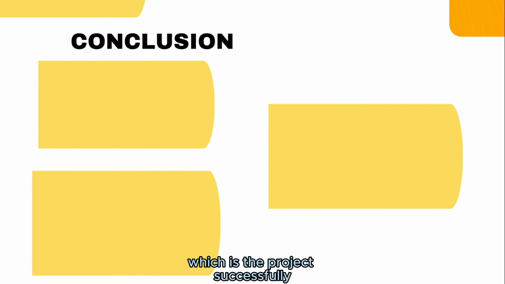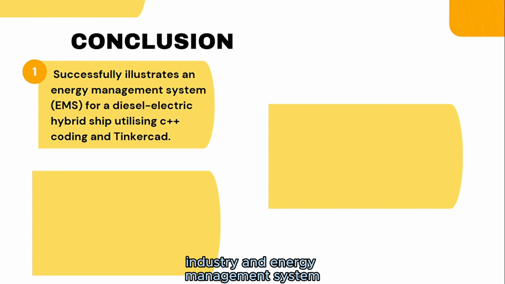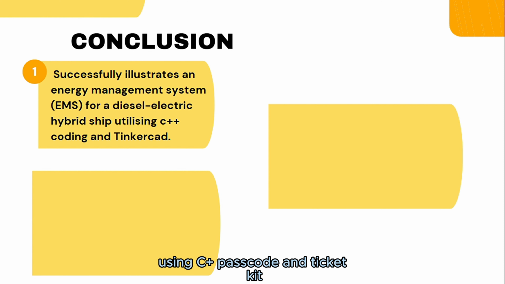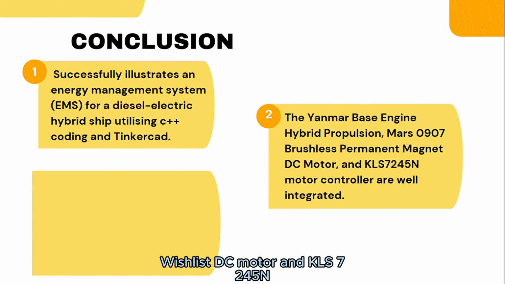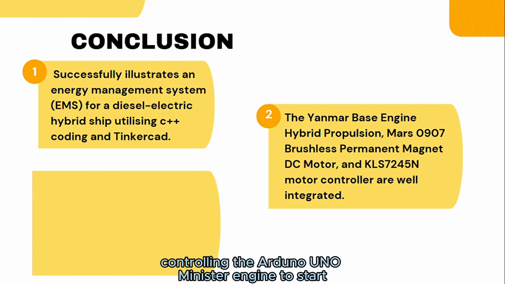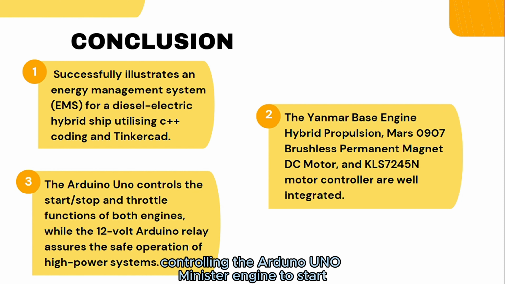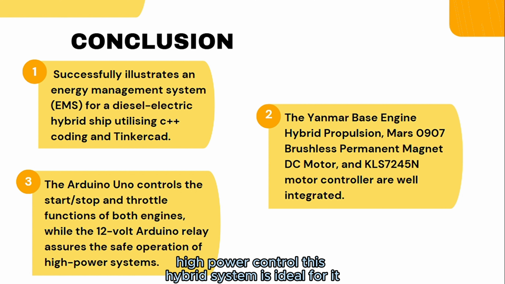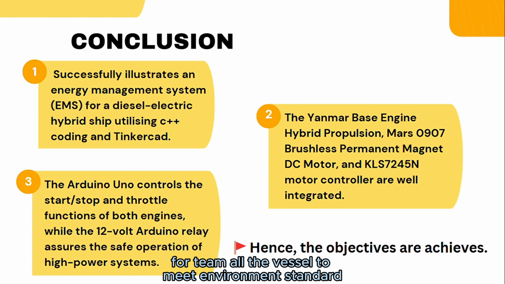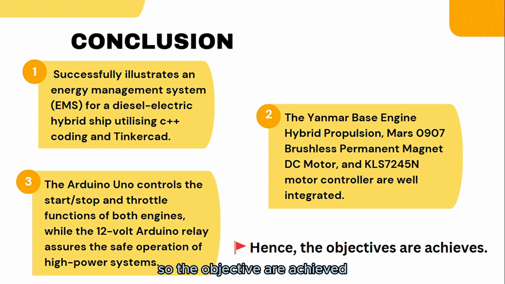Next, we move to the conclusion part, which is that the project successfully illustrates an energy management system for a diesel electric hybrid ship using C++ coding and Tinkercad. The key components include the Yamaha-based engine, Mars 0907 brushless DC motor, and KLS 7245 controller. The Arduino Uno managed the engine start and stop and the throttle, with a 12-volt relay for safe high power control. This hybrid system is ideal for retrofitting older vessels to meet environmental standards. Arduino and Tinkercad make it accessible for educational use. So, the objectives are achieved.